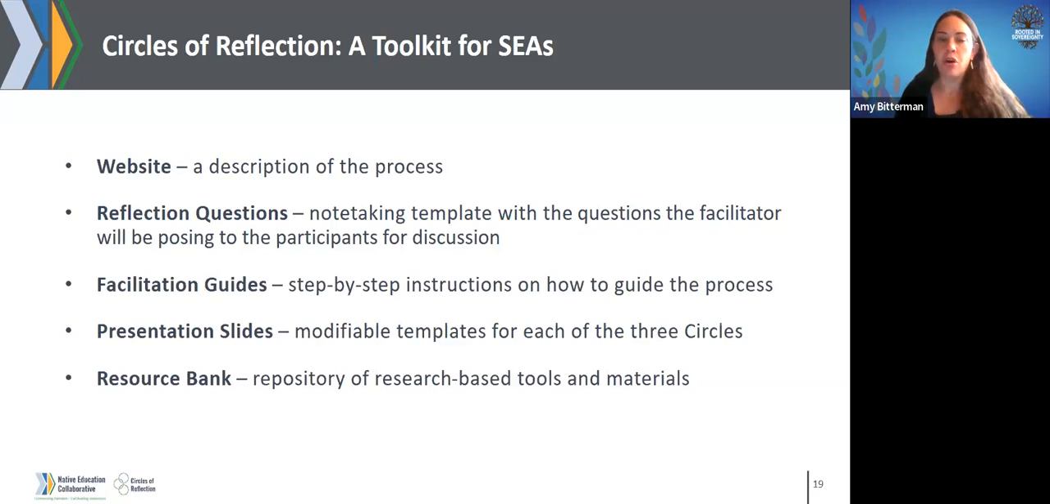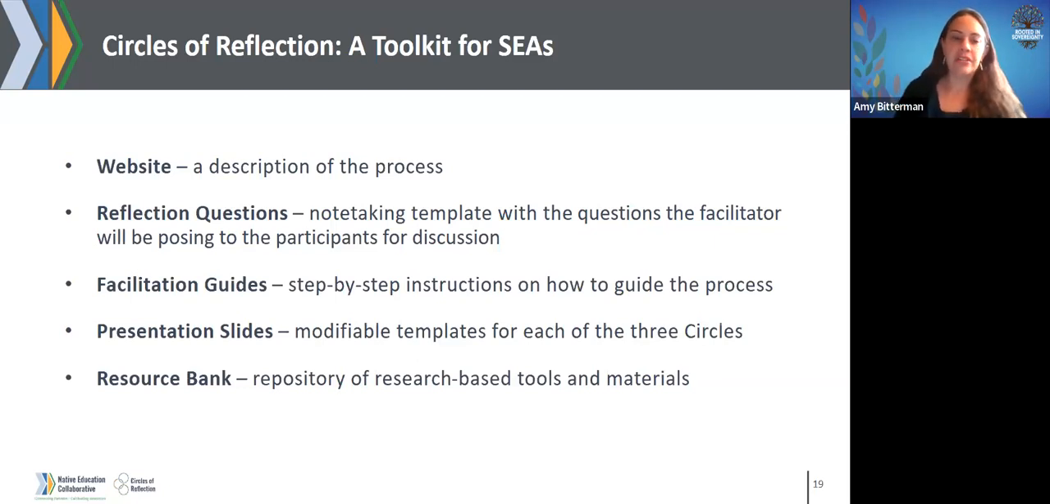But then along with it, we have a number of documents and templates that you can download and modify. Like the reflection questions are in a Word document where we have the questions. There's space where someone would be typing notes while the discussion is going on, but obviously you can remove questions, add questions, modify questions.